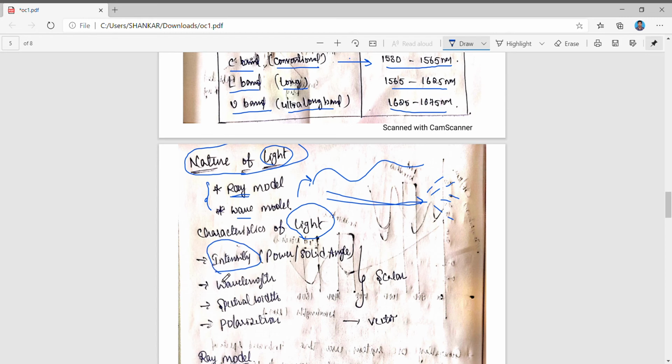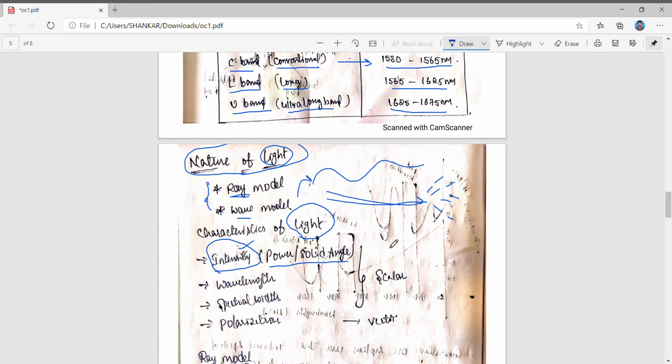The intensity of the light plays the major role for the transmission. Transmission means that while you are transmitting the light signal, you should get the intensity. How much intensity of the signal will be received? Here the intensity is described in units of power per solid angle. The intensity of a light signal has the units of power per solid angle.